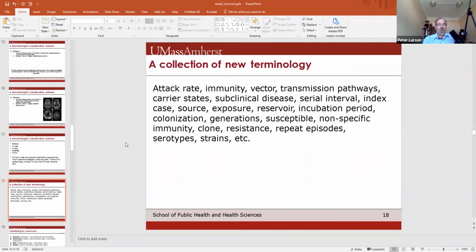So you're going to be overwhelmed by a lot of new terminology that you hear over the course of this course. If you have any questions on terms that I use or you see in the PowerPoints, please speak up. Things like attack rate, immunity, vector, transmission pathways, carrier states, subclinical disease, repeat episodes, resistance, clone immunity, serotypes, strains. These are all things that we're going to go over through the term.